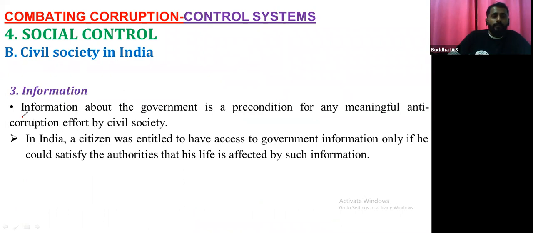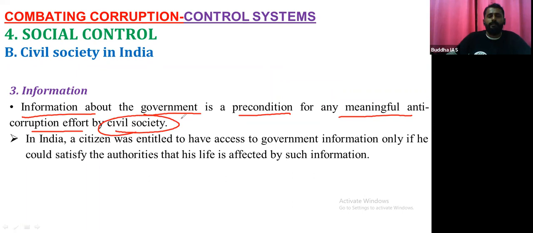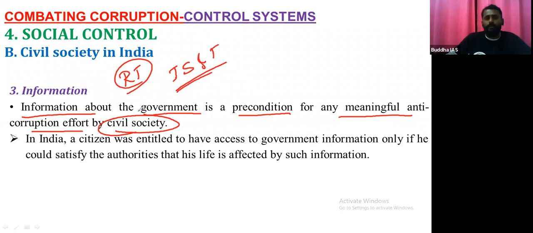Information. The information about the government is a precondition for any meaningful anti-corruption effort by the civil society. See, for this you can take right to information, information sharing and transparency. So for that you can use these points. If you don't have the information, how can we proceed? Information about the government is the basic minimum necessity for any meaningful anti-corruption effort by the civil society.